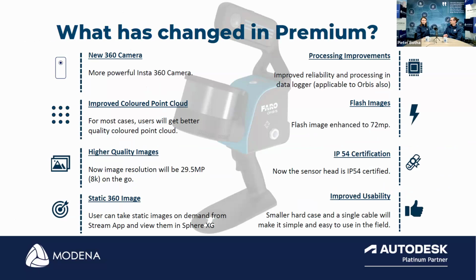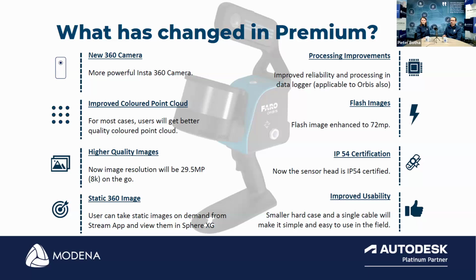Let's look at some differences between the original version of Orbis, the V1, and the Premium. One thing that has been improved is the camera, where we had about an 8 megapixel camera in the V1 for Orbis. Now we have a 29.5 megapixel camera. This photograph quality is for the picture that it takes every 1 second. But when we do flash scanning, which is also possible with Orbis, the quality of the image will be 72 megapixels. Quite a big improvement on that.